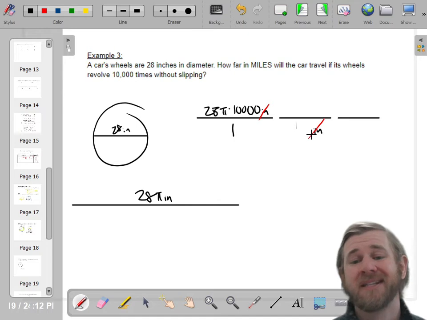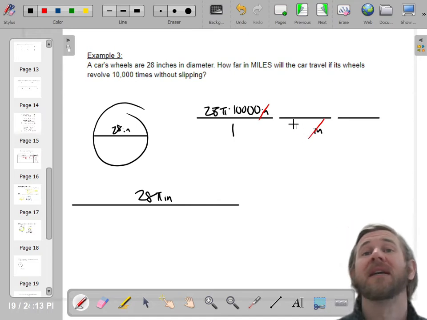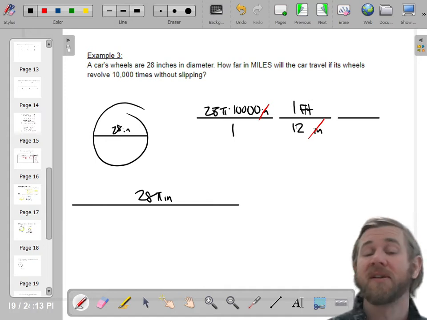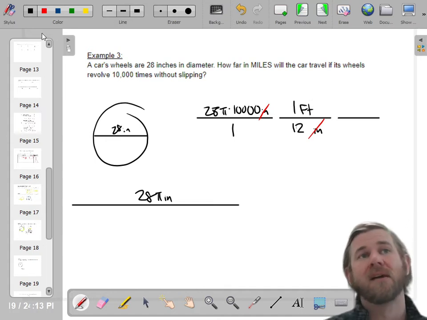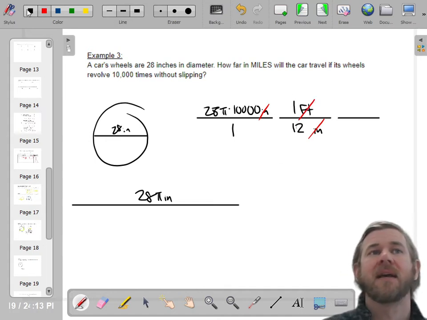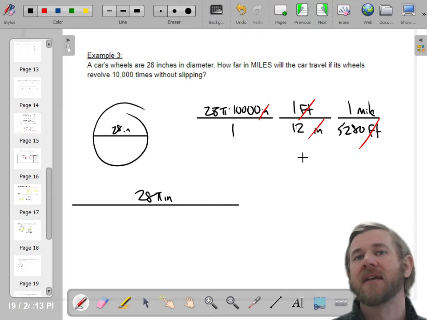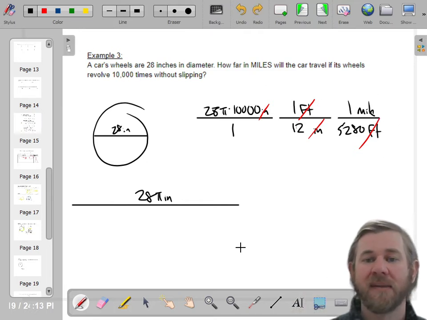So I might not know how many inches are in a mile. I do. It's 63,360. But if I don't, I'll just say it's 12 inches in 1 foot. I know that. So if you did this distance divided by 12, you would know how many feet there are. Great. I don't really care about feet. I'm trying to get miles. So I need to cancel out feet. What do I know about feet that are close to a mile? I know that there are 5,280 feet in 1 mile. So now the inches cancel out, the feet cancel out, miles are the survivors. That means miles will be my unit.